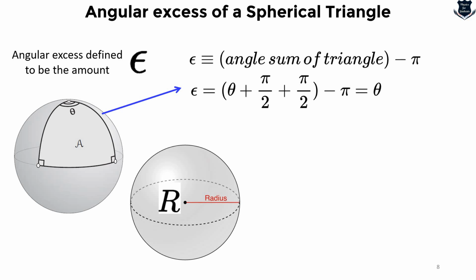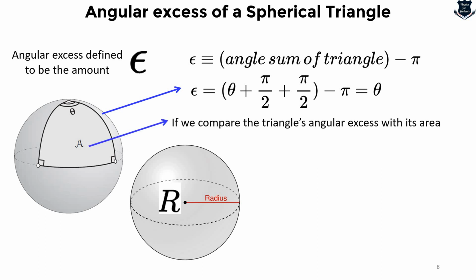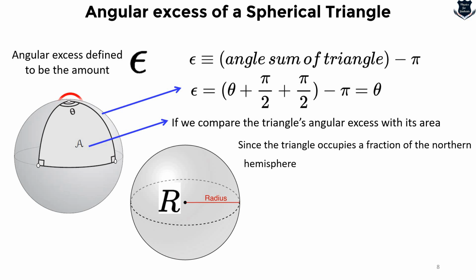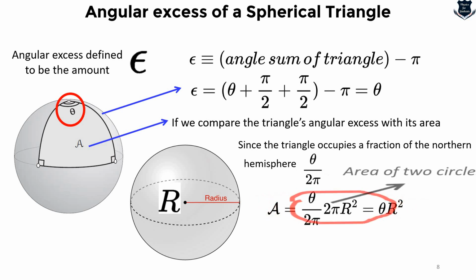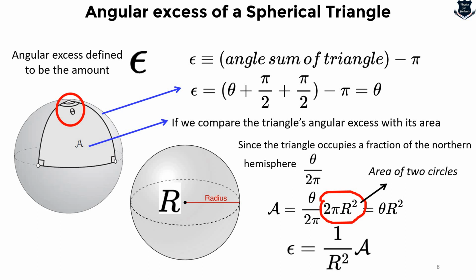And if we take the radius of the sphere to be r, then we compare the triangle's angular excess with its area. This area is basically only the small part in the northern hemisphere, which I just now highlighted, this one. This one is the fraction of the northern hemisphere. This would be theta by 2 pi, which would lead to this one, and this 2 pi r squared is basically the area of the hemisphere in that case, which would lead to this one.